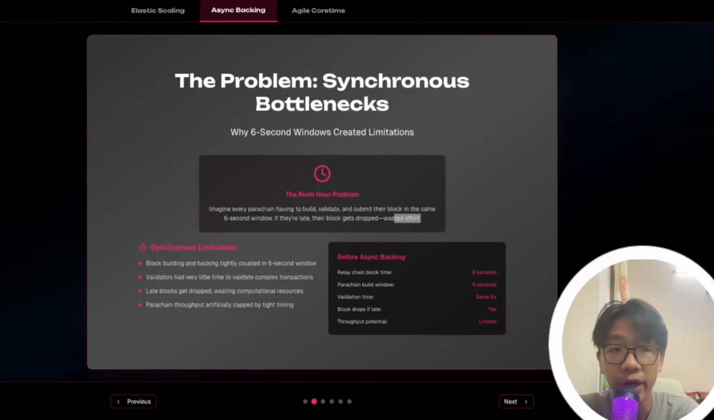In the old model, parachains had 12 seconds to both build their block and get it validated by the relay chain validators. So this means block builders had a limited time to produce their block. Validators had to check the block in the same window. And blocks get dropped, wasting computational resources. And parachain throughput was artificially capped by the timing. That's the limitation of the synchronous model. And the downside was very clear: latency was high, throughput was limited, and the whole system wasn't using its resources efficiently.